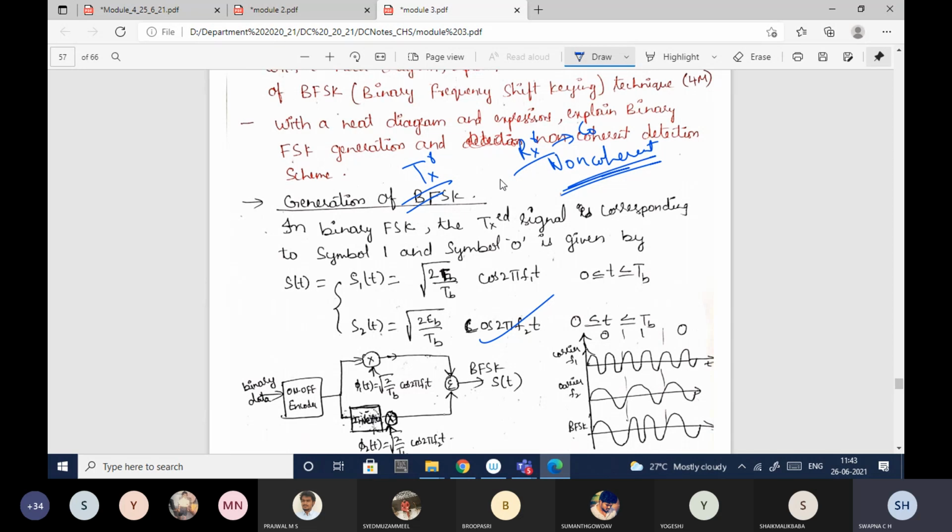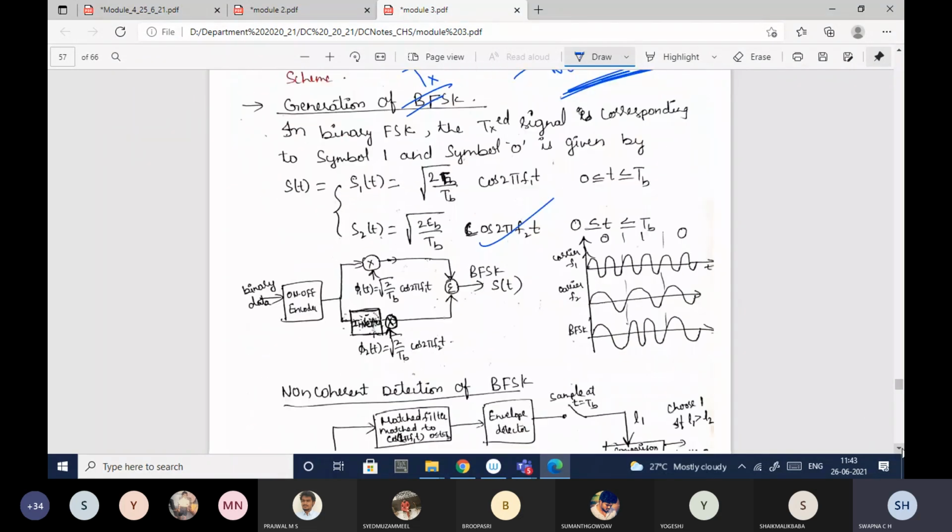That is the difference. When you are attempting the question, make sure whether they have asked you about non-coherent or coherent, and you should be very specific. Okay, just check that question and answer it.